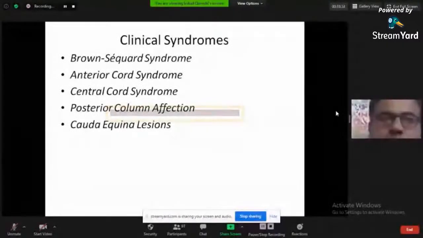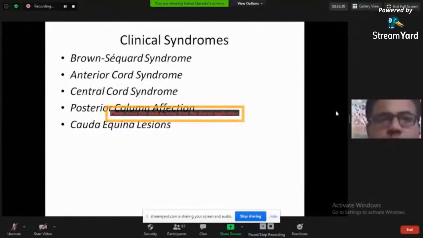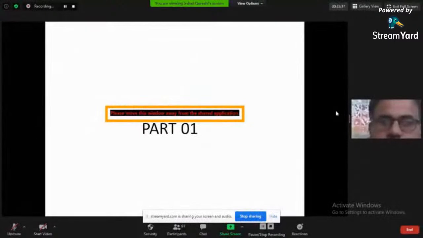So this term, syndrome, is a collection of symptoms. Depending upon the type of injury, like flexion injury, extension injury, or some traumatic, non-traumatic reason, it results into various types of syndromes. So this was the prologue about the spinal cord injury, traumatic and non-traumatic reason.